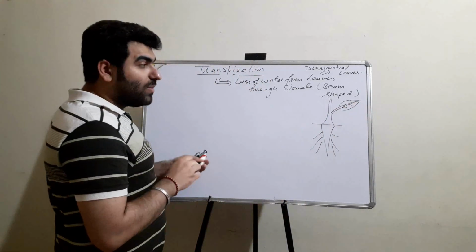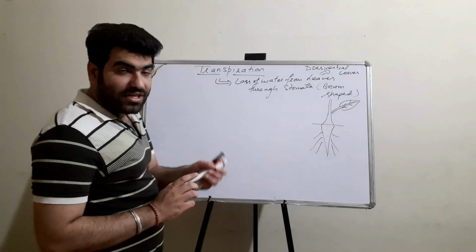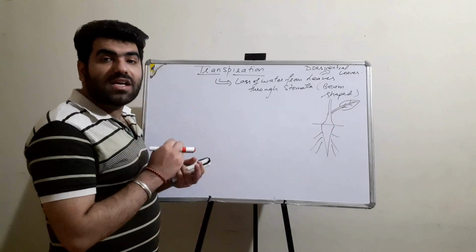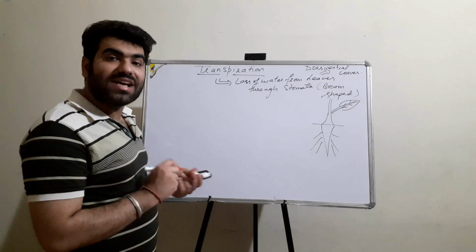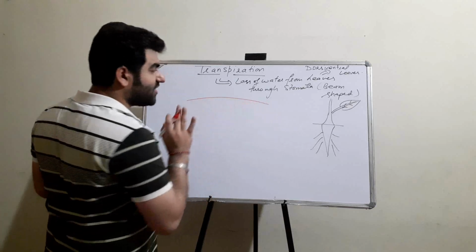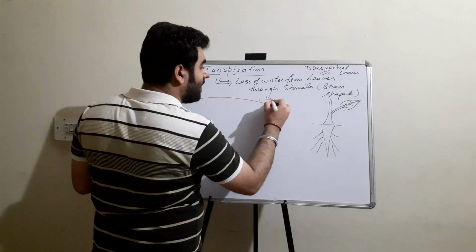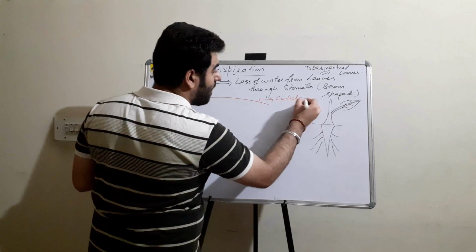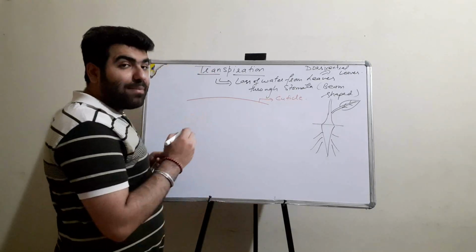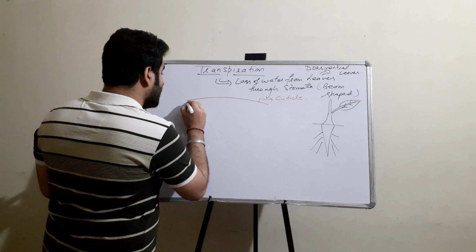Now we'll see the internal structure of this leaf. We know that the upper surface of the leaf is covered with a waxy coating which is known as the cuticle. So this is the uppermost layer, the cuticle. Let me label it here. This layer is the cuticle, the waxy coating. Inner to this layer is the epidermis.